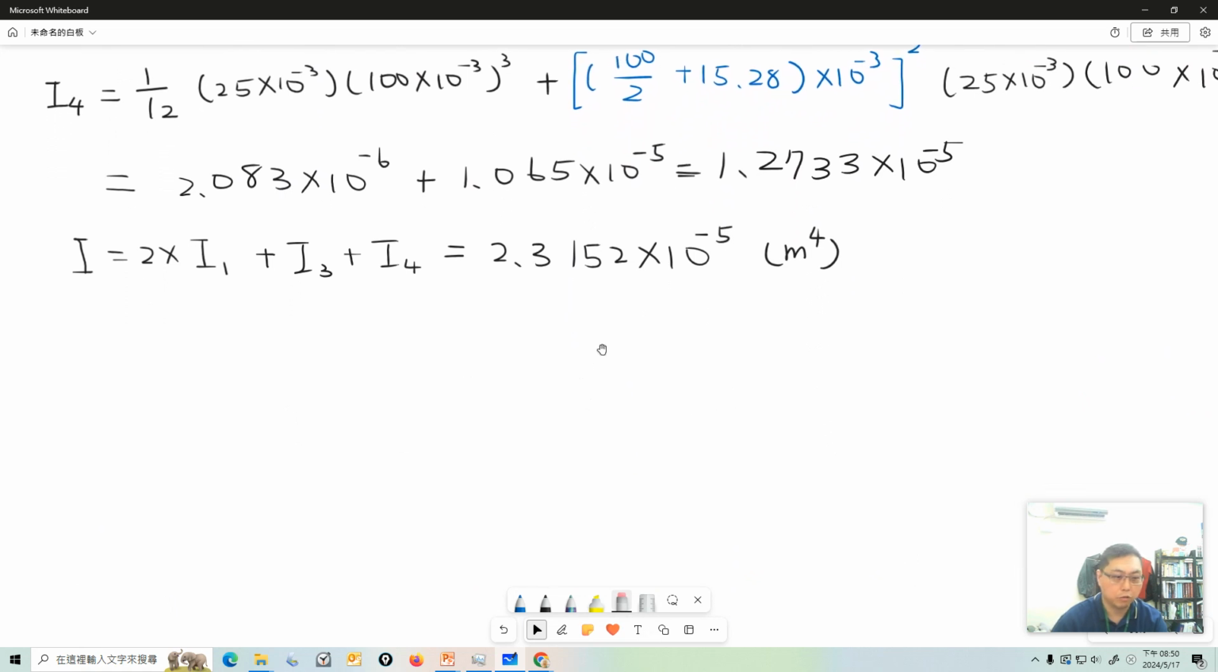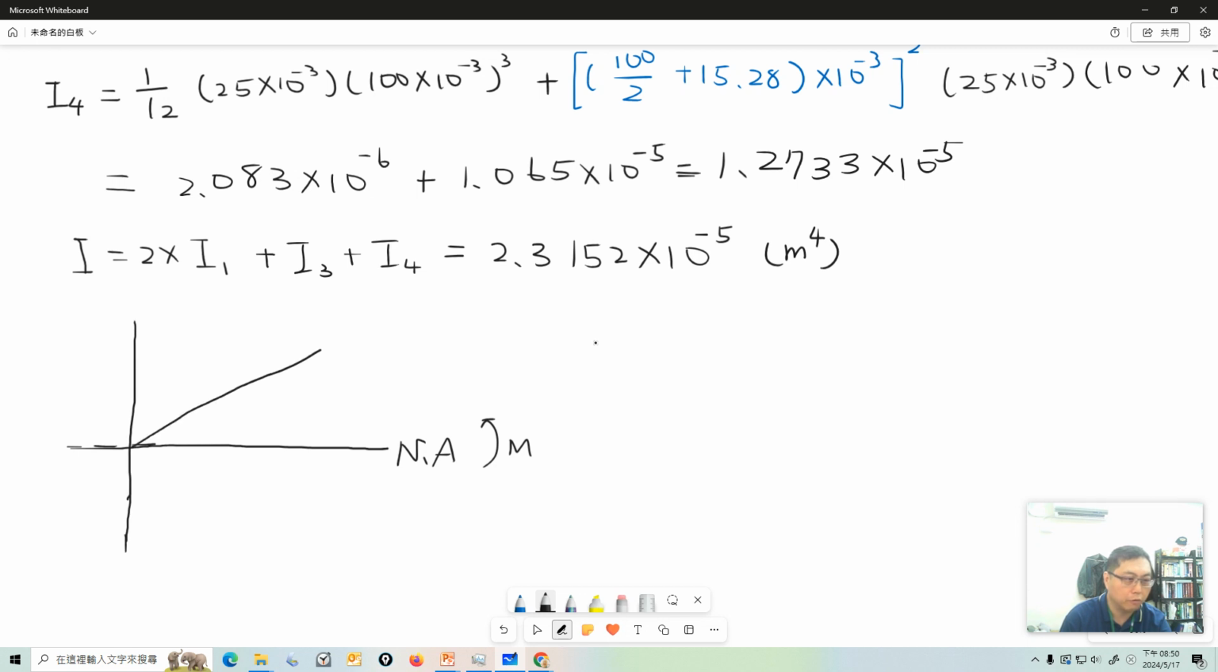What kind of physical picture? The physical picture is like this. Let me draw. If this is the neutral axis, and there's a bending moment here, then we have the bending stress distribution. It grows linearly away from the neutral axis.